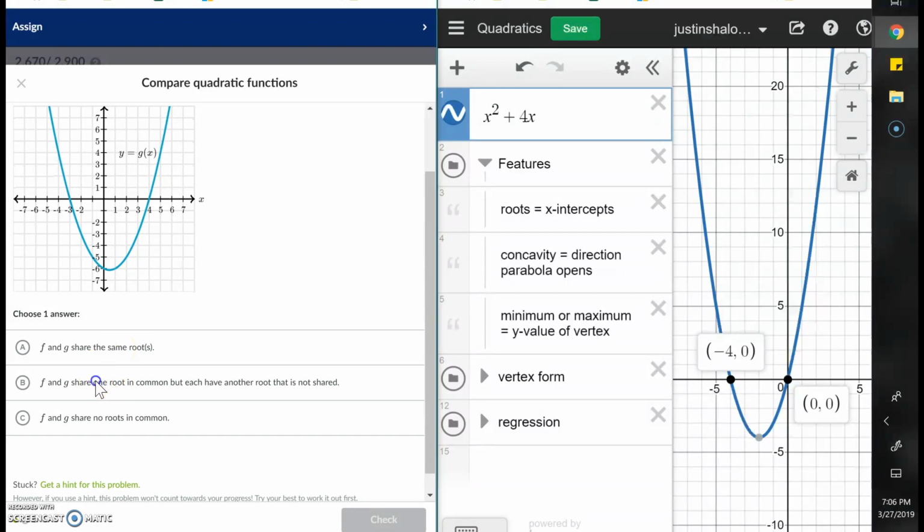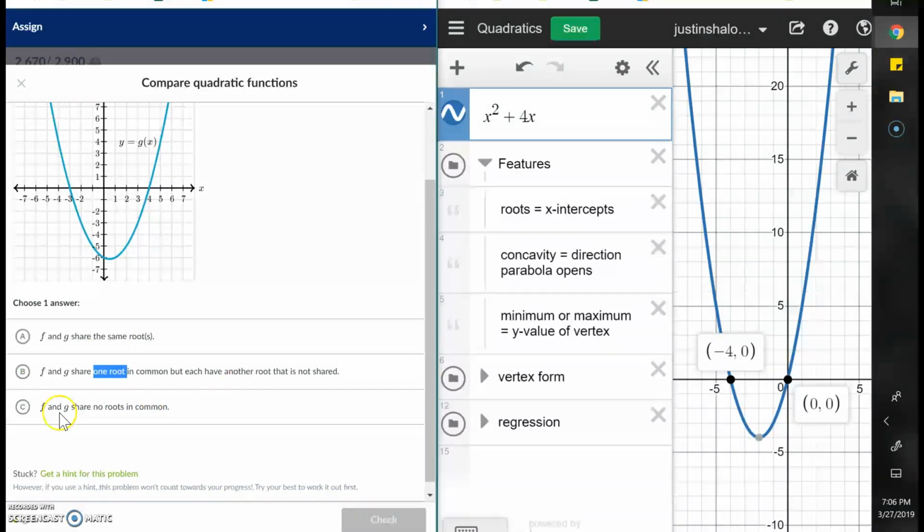Do they share one root? Maybe. No, they don't share a root. They have neither in common. None of the roots match up.